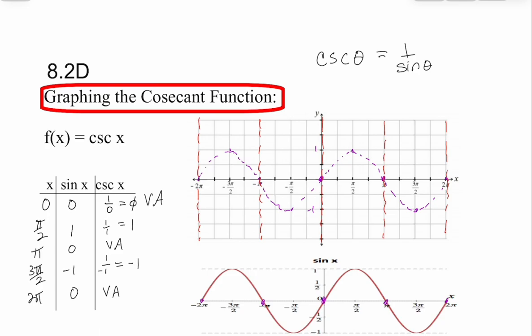Every place that the sine was 1, our cosecant is 1. So let's color those dots in very prominently on our graph. All the upper bumps are going to be a parabola going upward between the asymptotes. All the lower bumps are going to be going downward.